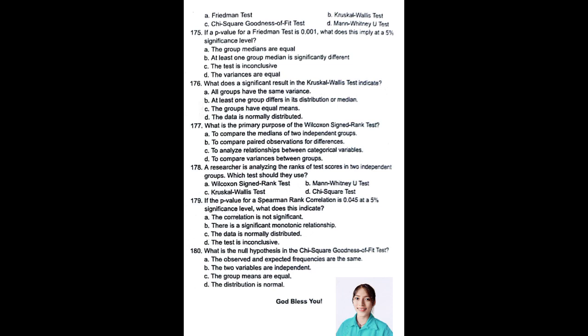Then we have the last item, number 180. What is the null hypothesis in the chi-square goodness of fit test? The null hypothesis is that the observed and expected frequencies are the same. So that's option A. It assumes that there is no significant difference between the observed and expected values. So the correct answer is option A. So that's all for the advanced statistics.